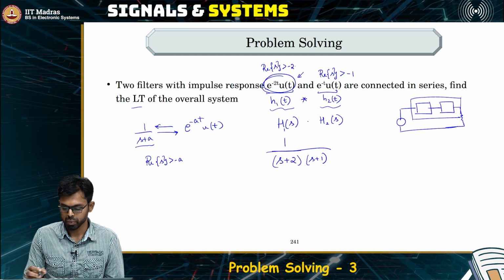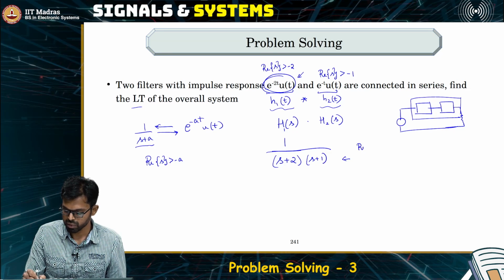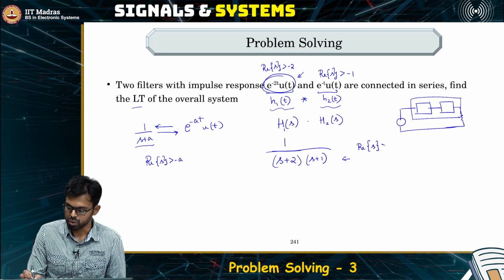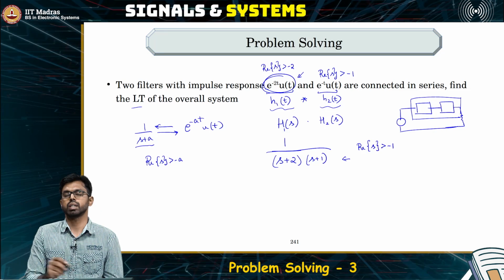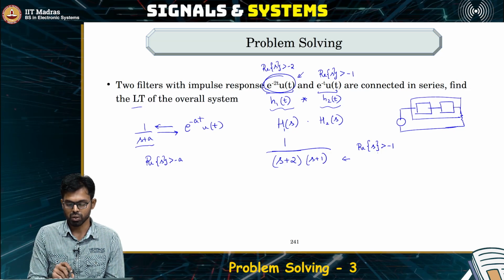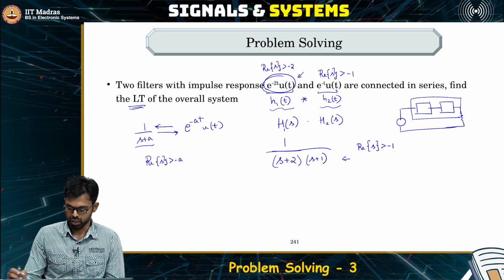Now what would be the ROC here? The ROC here is that the real part of s should be greater than minus 1, because it should be the intersection of these two. So that is the final ROC that we have. So the ROC of the transfer function of the overall system is given by this.